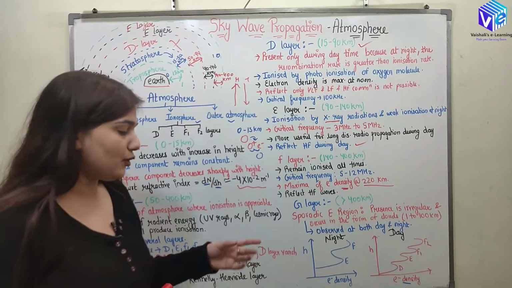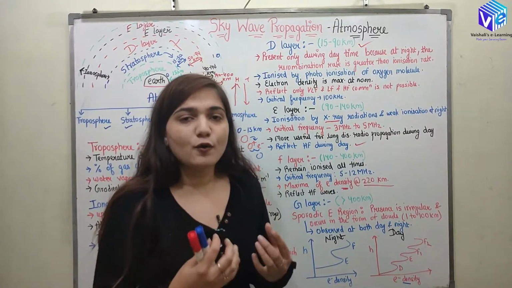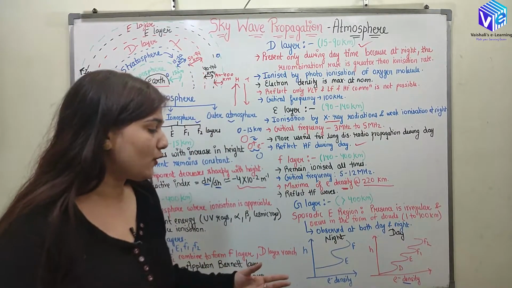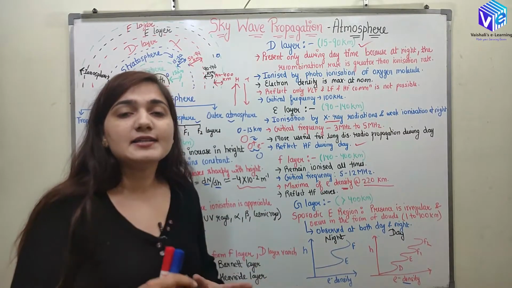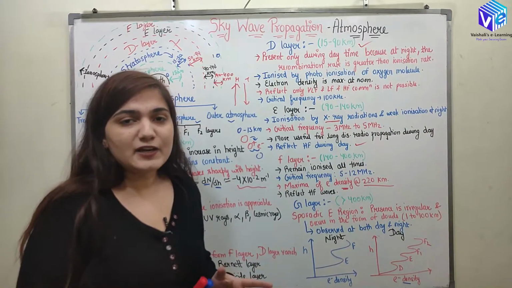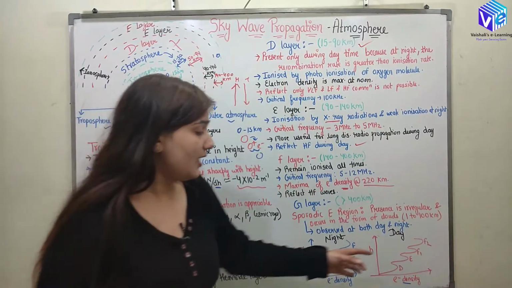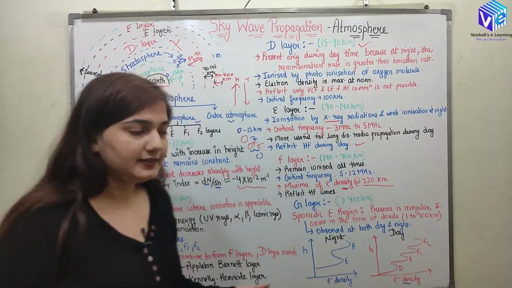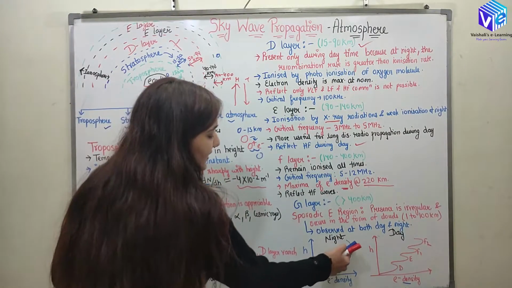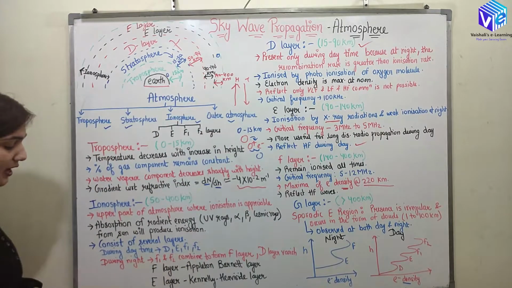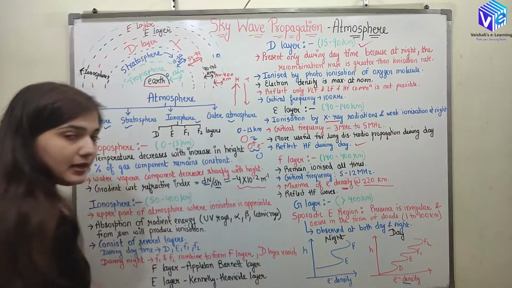But during the night time, the D layer is generated just because of photo radiations. Photo radiations make the ionization in the D layer, and at night photo radiations are not there, so the D layer vanishes at night time. Further, the F1 layer and F2 layer combine at night time to form the F layer. So at night time we will have two maxima, the E layer and the F layer only. During night F1 and F2 combine to form the F layer and the D layer will vanish.